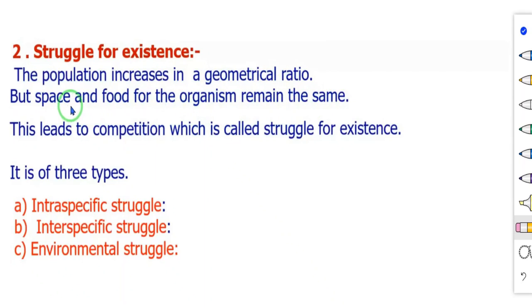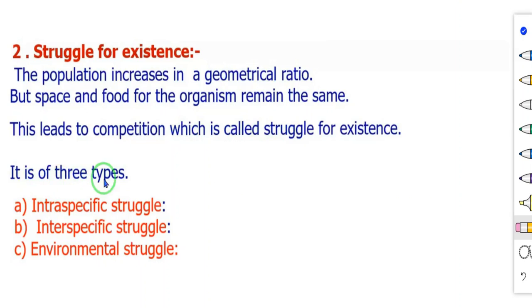But the shelter as well as the food for the organism remain the same. There is a shortage in the food. This leads to competition, which is called struggle for existence. The shortage in the space and food leads to competition. That is known as struggle for existence.